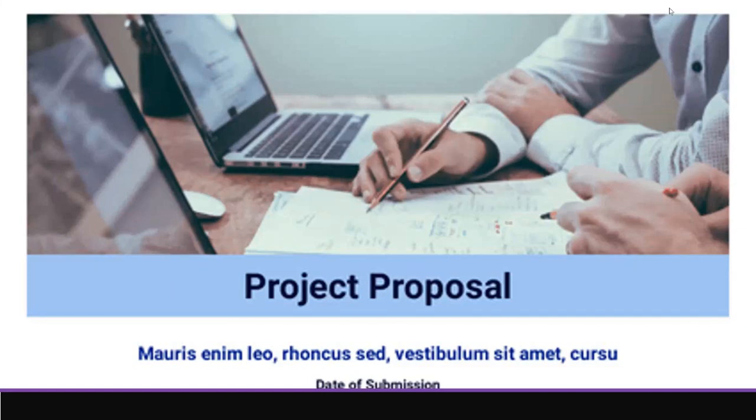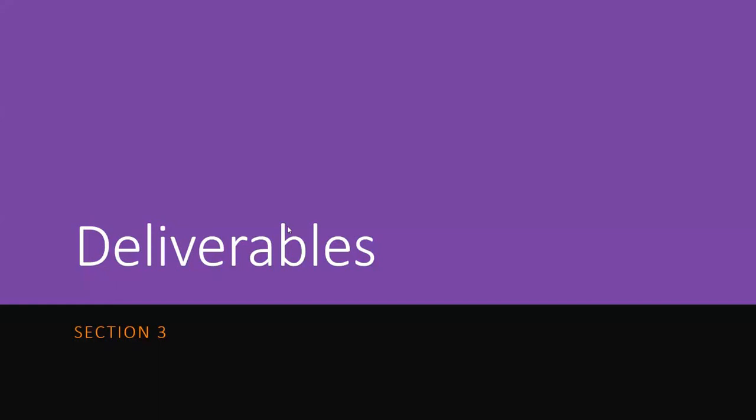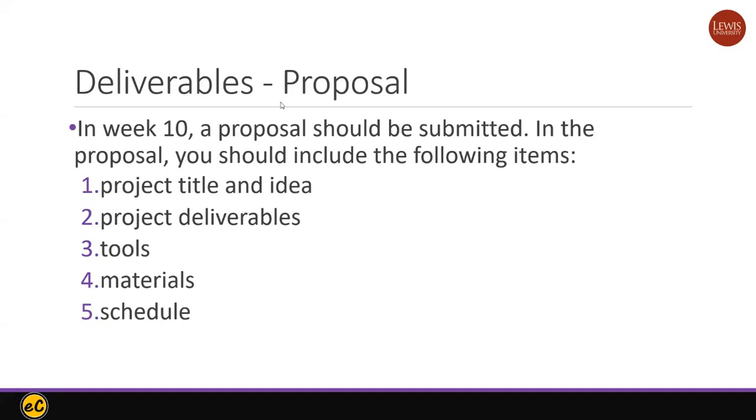Okay, I'm sorry, let me close this one. You need to submit a proposal. So what is inside the proposal? You need to propose to your boss, your manager, to give you the budget. So you must talk about what is deliverable, what you really want to do. So your proposal needs to include your project idea, your deliverable, your tool, your material, your schedule, and how you are going to do it.